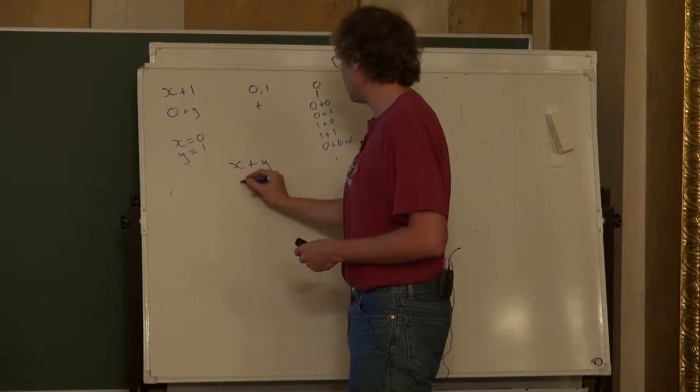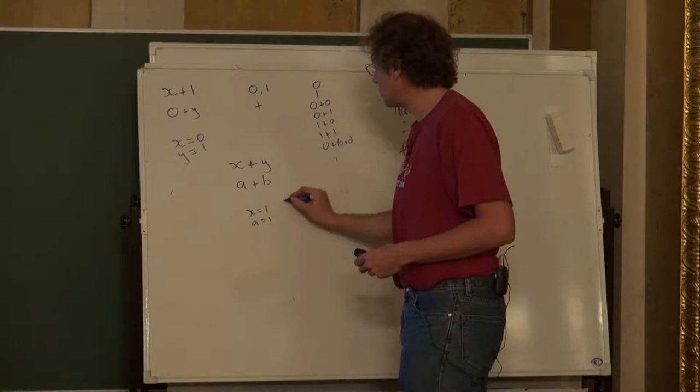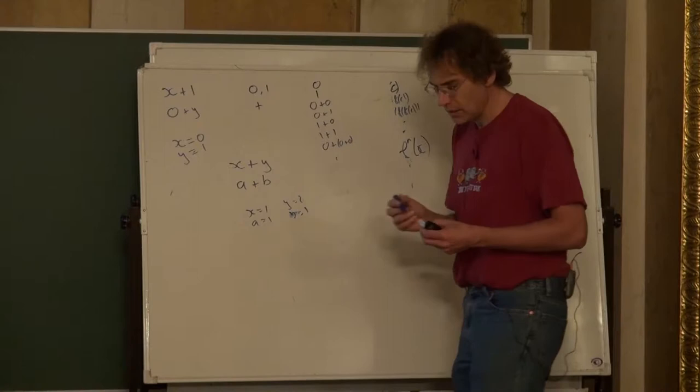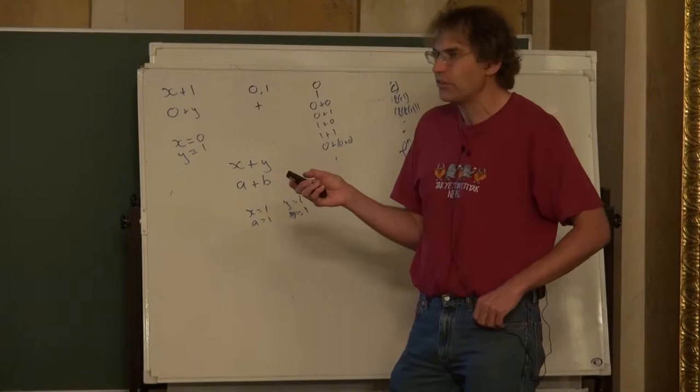A slightly boring one is just if the variables are totally different. So you can obviously unify these in any number of ways. You could, for example, set x equals 1, a equals 1, y equals 2, b equals 2. But you could just as well choose any term whatsoever for this one and any term whatsoever for this one. So in general, there are infinitely many unifiers of a set of terms. But the nice thing about unification is that if a unifier exists, then there is a most general one.